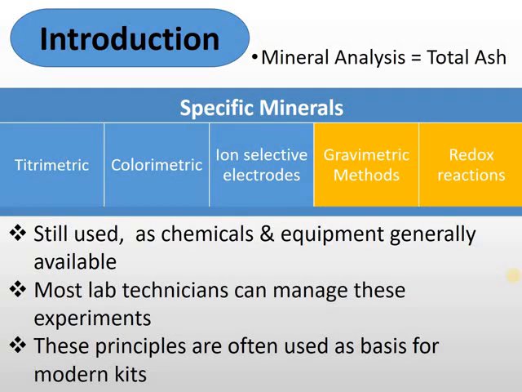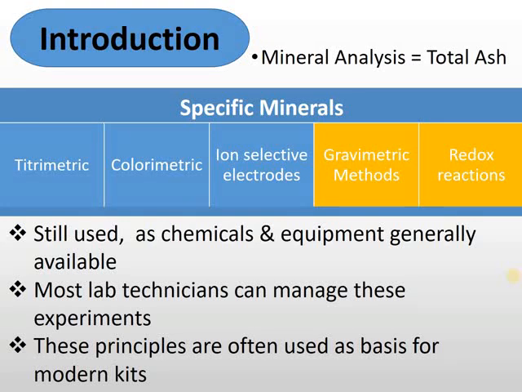The reason why these are still used today is because the chemicals that are used for these methods are still easily available, and that also goes for the equipment. Unlike the other two, the gravimetric and the redox reactions, which are quite complex in terms of analysis, and sometimes getting the chemicals used for those might also be difficult, and they are not so used anymore, applied in food science and technology. So that is where we focus on the three main ones.